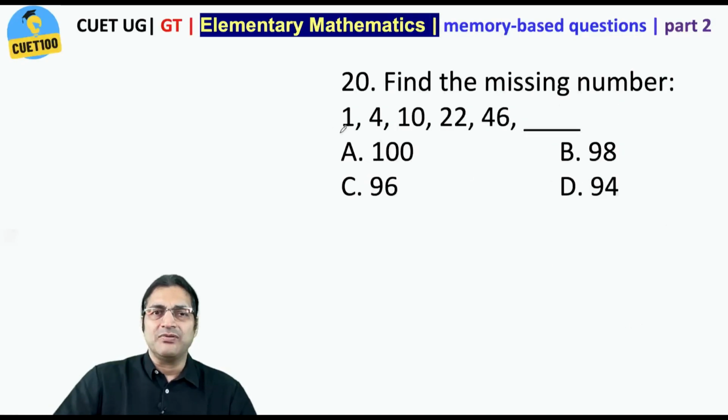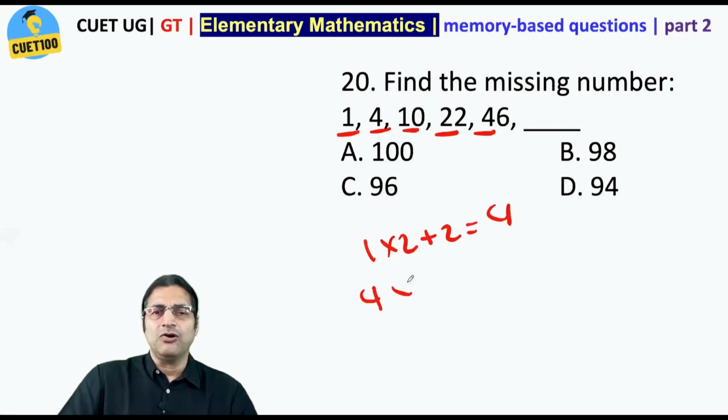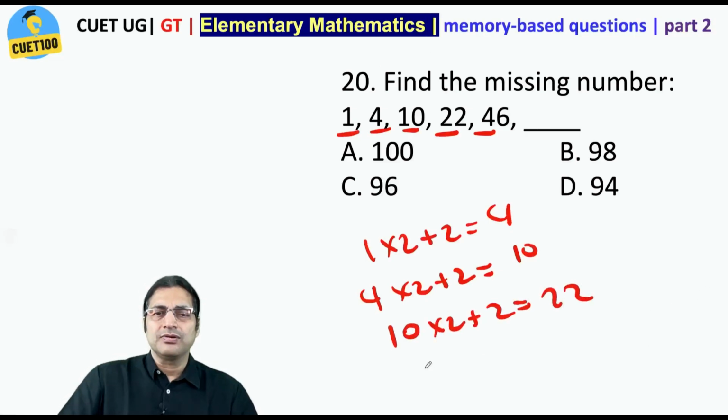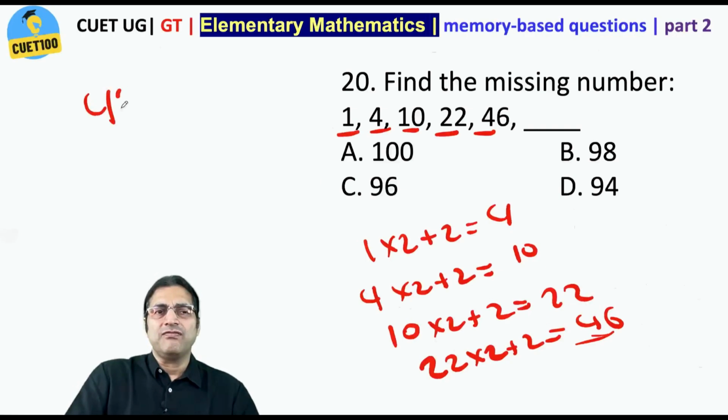Find the missing number 1, 4, 10, 22, 46. Easy peasy. 1 into 2 plus 2 is 4. 4 into 2 plus 2 is 10. 10 into 2 plus 2 is 22. 22 into 2 plus 2 is 46. Okay, that is the sequence. And now your answer would be 46 into 2 plus 2, 92 plus 2, 94.